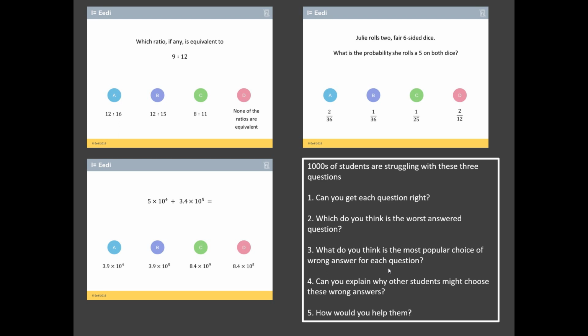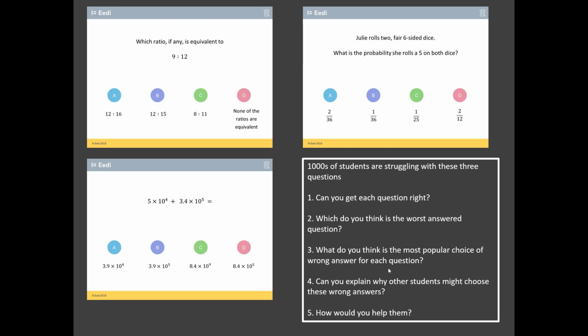Now, I'm going to set you five challenges to do with these three questions. So the first is, can you get each of these questions correct? Thousands of students couldn't. How will you get on with them? Secondly, out of those three questions, what do you reckon is the worst answered one? Which one causes the most problems? Then thirdly, can you identify what you think the most popular choice of wrong answer was for each of these questions? And now it gets tricky. Why might students have chosen each of these wrong answers? And finally, how would you help them out?